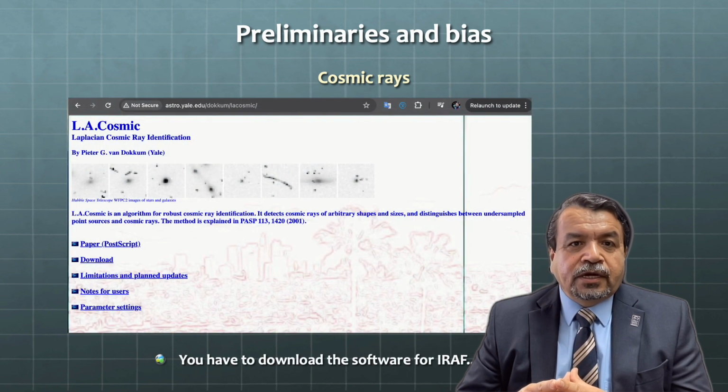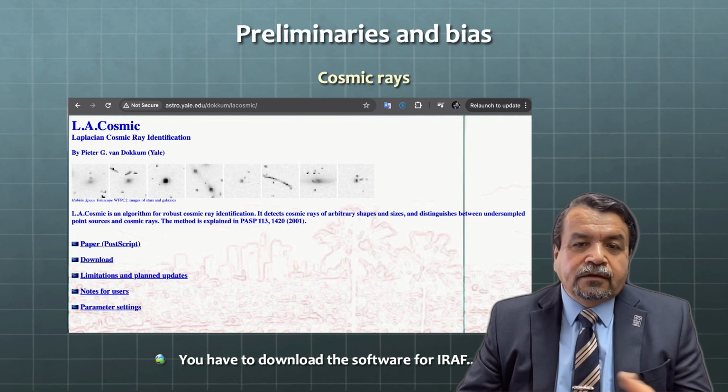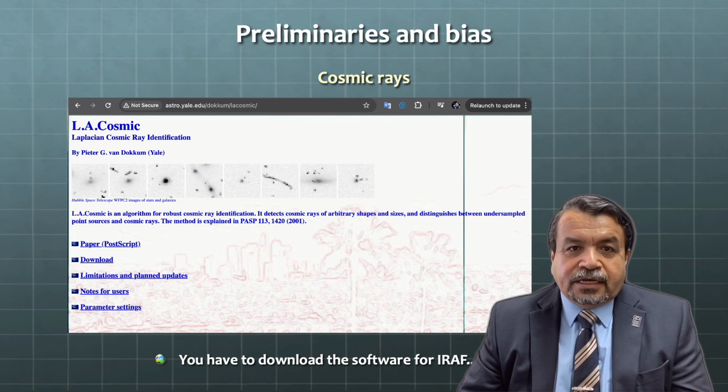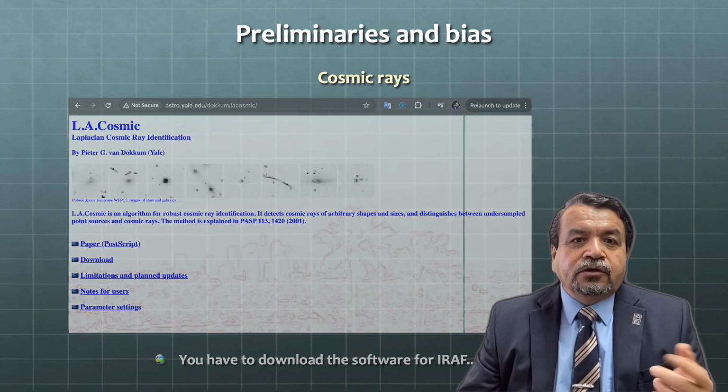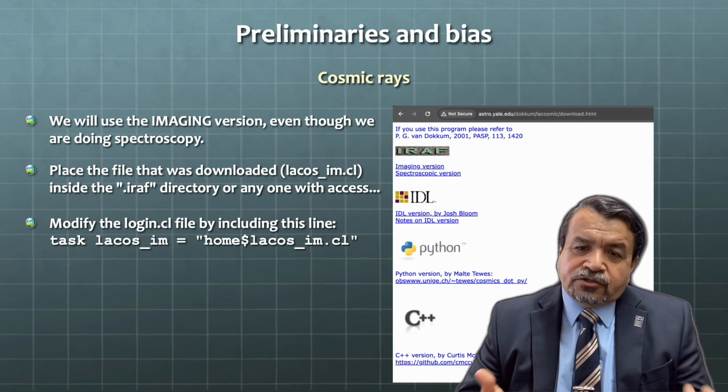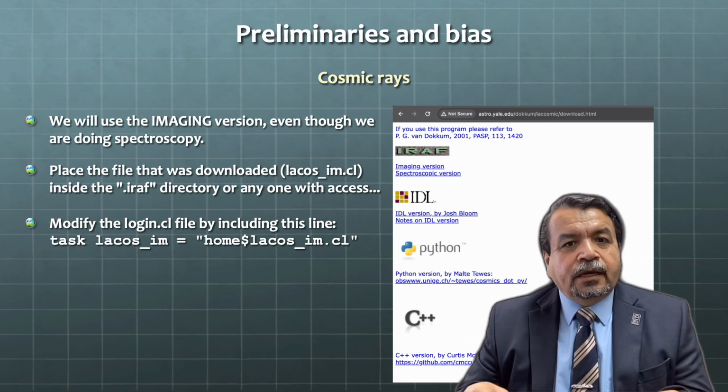The address where you can get it is available. The article is accessible for reference to the method. It is Laplacian identification of cosmic rays, and the authors of the work are listed there. A truly very good program. So you have to download the software and then proceed with the installation on the computer. Actually, they have multiple versions for IDL, Python, C, and IRAF.